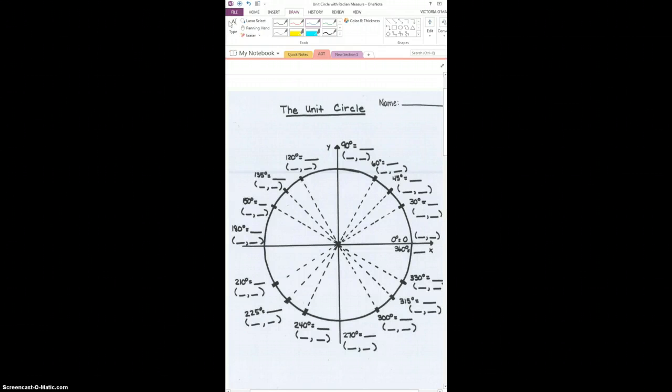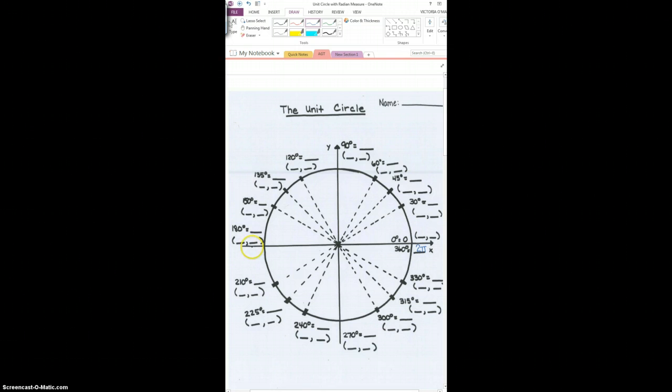Okay, so today I'm going to show you how to fill in the radians on the unit circle without memorizing and using your brain instead. So you should already know that all the way around the unit circle is 2 pi radians. So that means that 360 degrees is 2 pi.